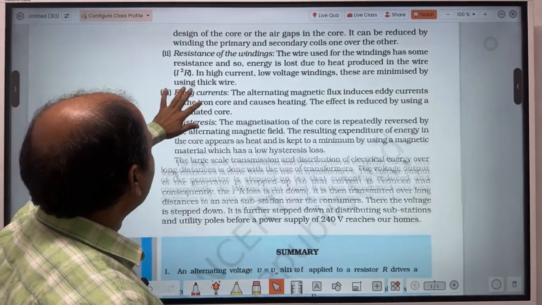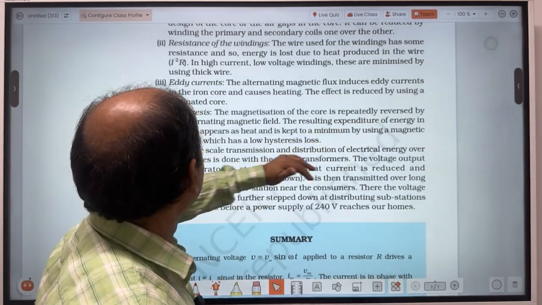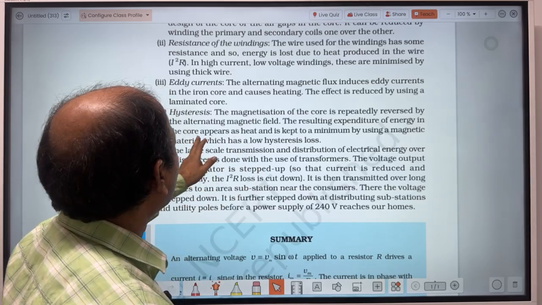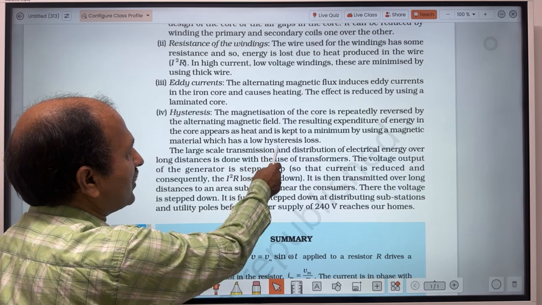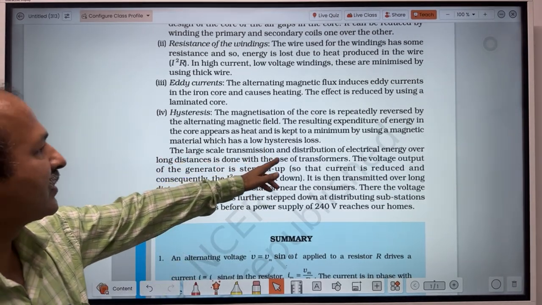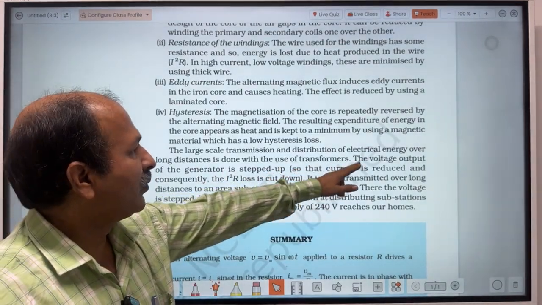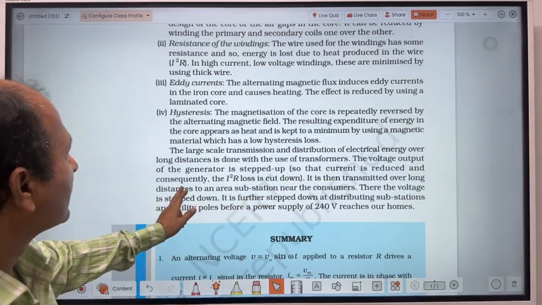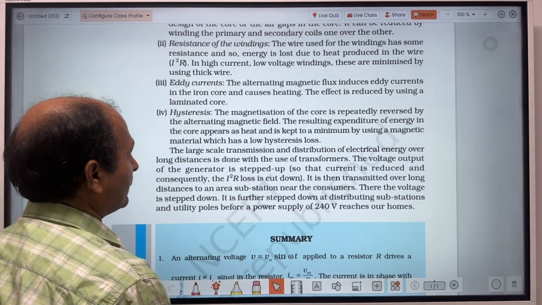Then comes hysteresis, meaning magnetization and demagnetization. The magnetization of the core is repeatedly reversed by the alternating magnetic field. The resulting expenditure of energy in the core appears as heat and is kept to a minimum by using a magnetic material which has a low hysteresis loss. And one more point, the large scale transmission and distribution of electrical energy over long distances is done with the use of transformers. The voltage output of the generator is stepped up so that current is reduced and consequently I square R loss is cut down. You have to keep in mind this point.